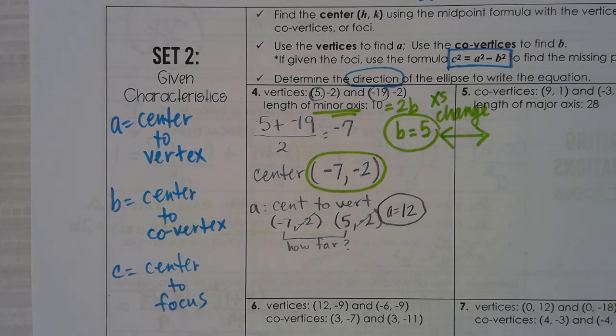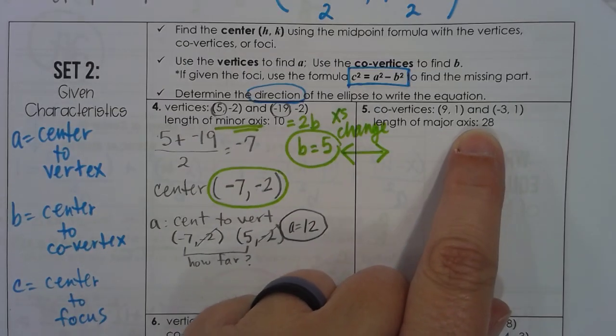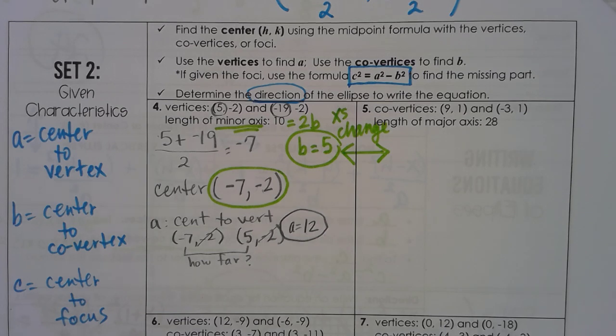Okay, now if they give us the co-vertices, those determine the little part, right? So whichever value is changing here on our co-vertices, that's going to give us the little part, so the other way is going to be the longer direction. Does that make sense? So you just got to be careful on what value they give you.